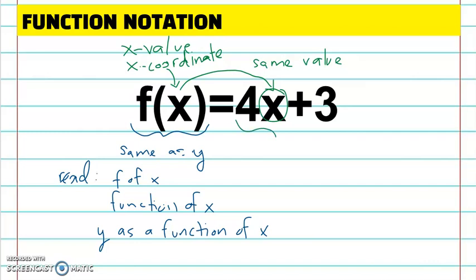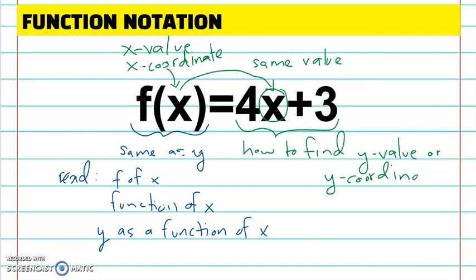The last thing I want you to make note of is that this whole thing, 4x plus 3, is how you find the y value, or the y coordinate. It's the rule. It just tells you, if I put in this x, this is the y that comes out of it. Don't overcomplicate it, but as we work through this, I think it'll start making sense.